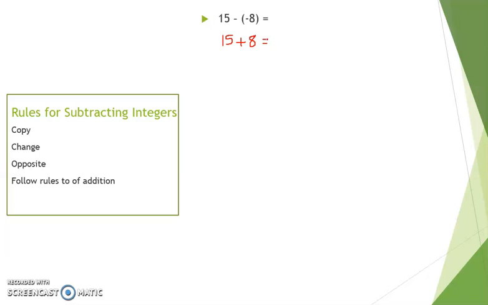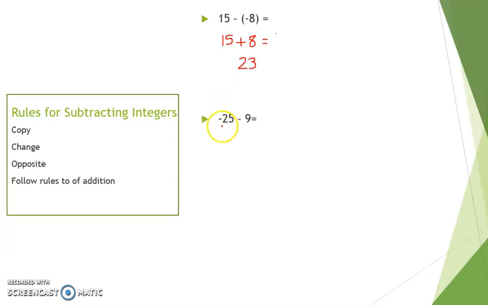The rules of addition say that when our signs are the same, we're going to add and keep the sign. So 15 plus 8 gives us 23. And we're going to keep our sign, which is positive. So positive 15 minus negative 8 gives us a positive 23.